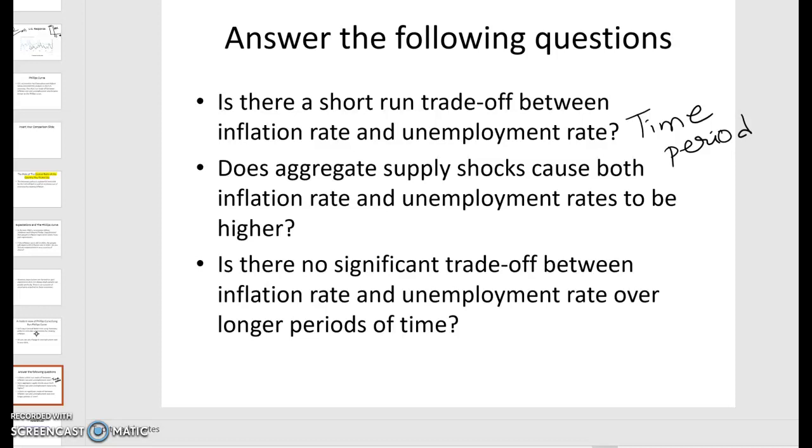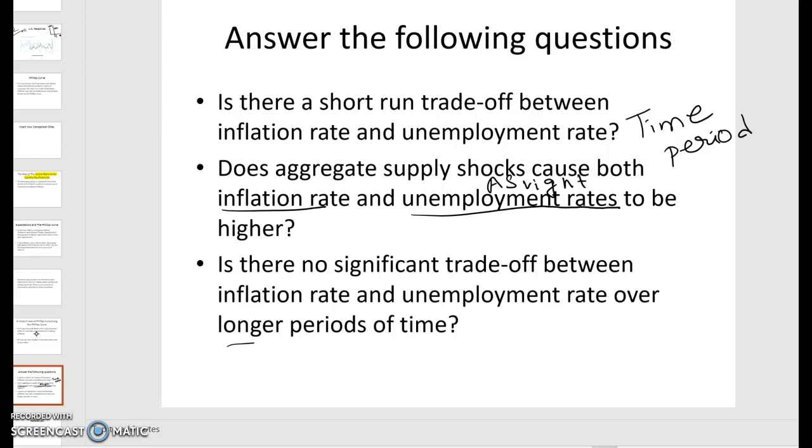The second question is, do aggregate supply shocks cause both inflation rate and unemployment rate to be higher? Aggregate supply shocks can happen due to external factors, such as an increase in input prices, both domestic and international inputs. And this will shift the aggregate supply curve to the left and lead to higher inflation rate and unemployment rate. If you can find this in your economy of choice, you can just mention it in this class project.